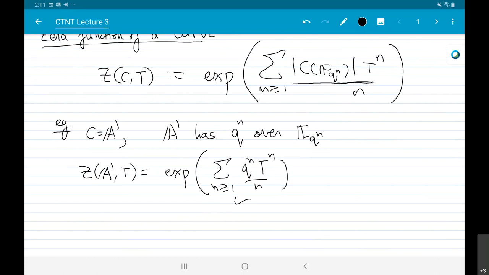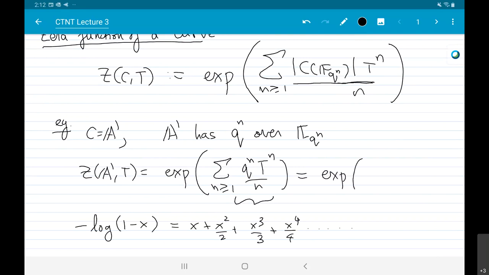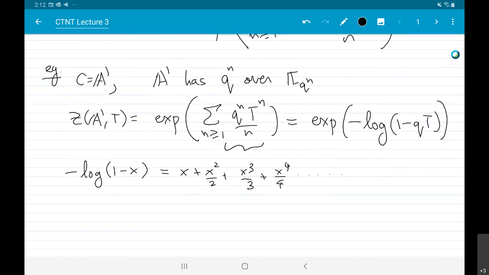To simplify this, I'm going to remind you what the power series expansion of log is. Negative log of 1 minus x is x plus x squared over 2 plus x cubed over 3, x to the fourth over 4, and so on. So this whole thing is just the exponential of the negative of log of 1 minus qt. Therefore, Z of A1 of t is 1 over 1 minus qt.